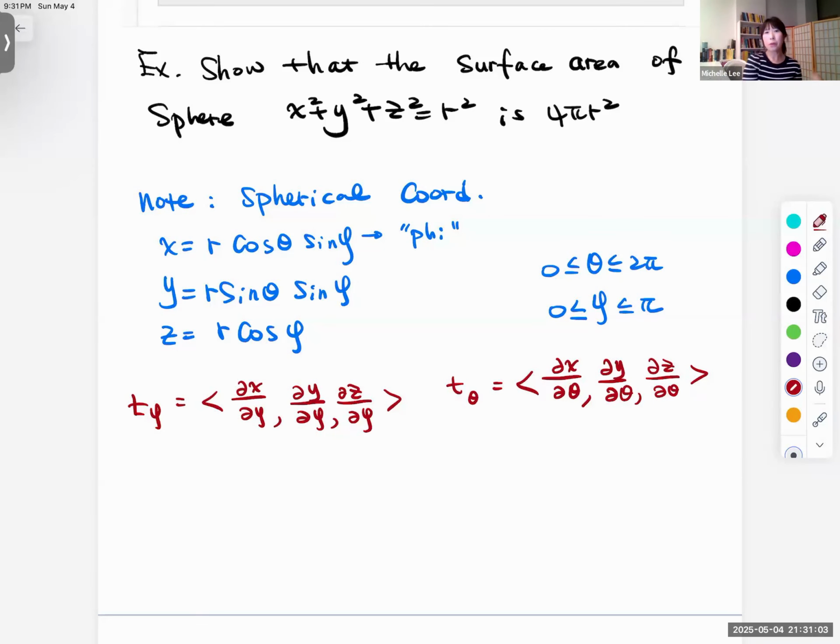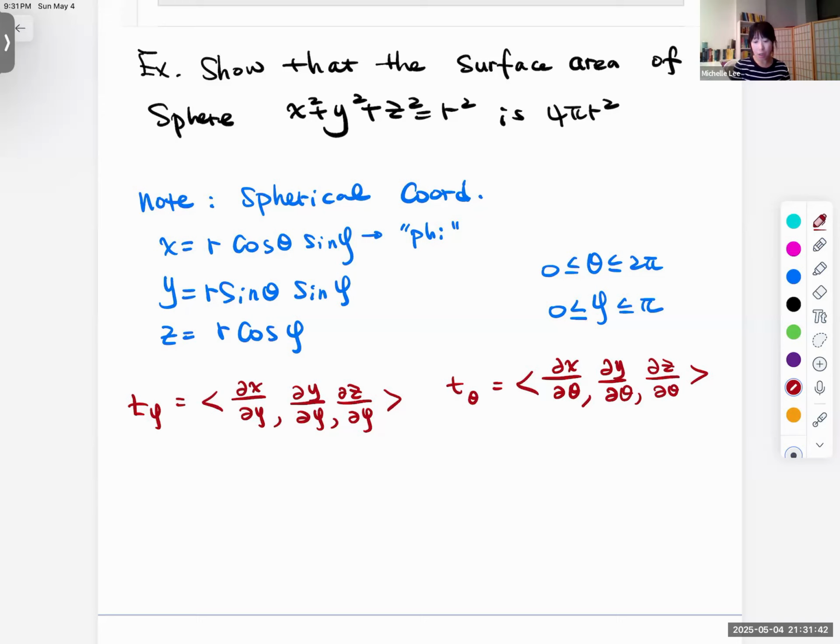Okay, so from the spherical coordinate system from the earlier section, in the beginning section, we have x equal to r cosine theta sine phi, y equal to r sine theta sine phi, and z equal to r cosine phi. Theta is between 0 and 2 pi, phi is between 0 and pi. It's given, right?